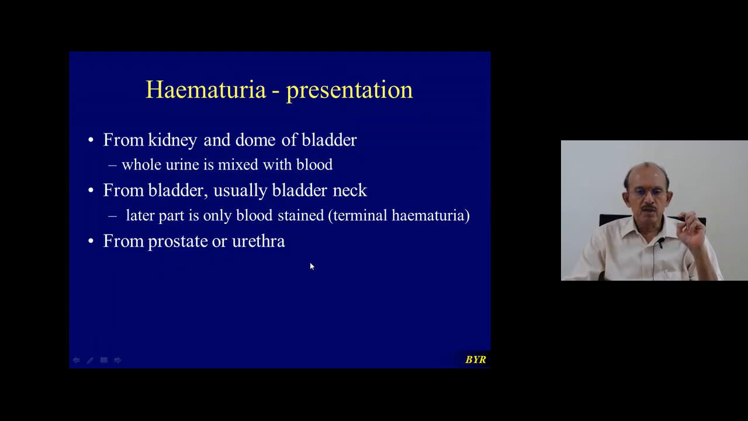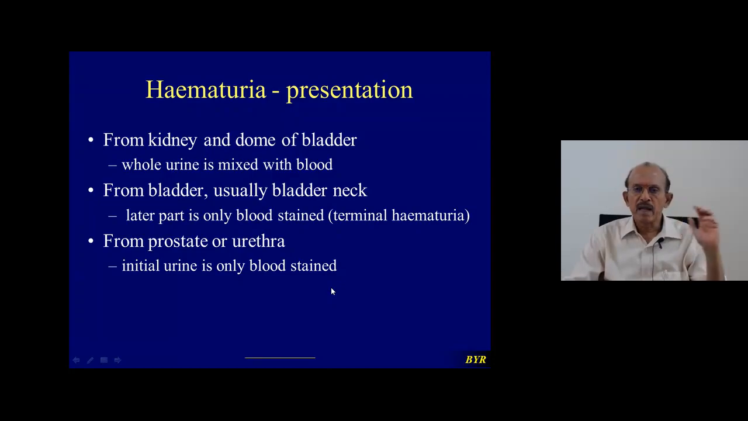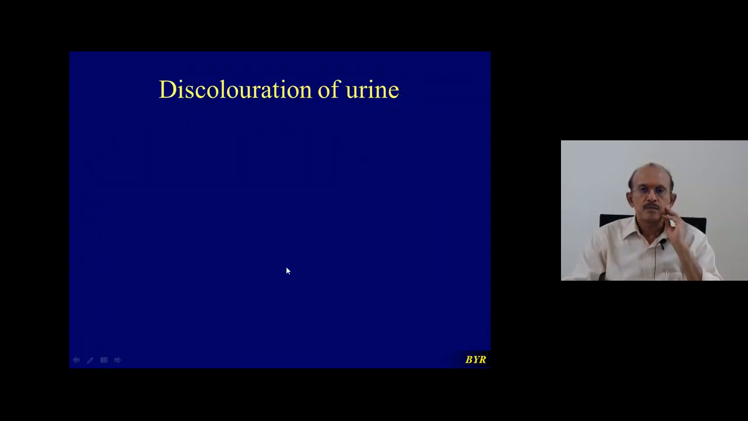For the prostate and urethra, the initial stream will be blood stained, and the later part of the stream is normal color. Then discoloration of urine. Usually discoloration of the urine is mistaken for hematuria. That is why you must also consider discoloration of urine.